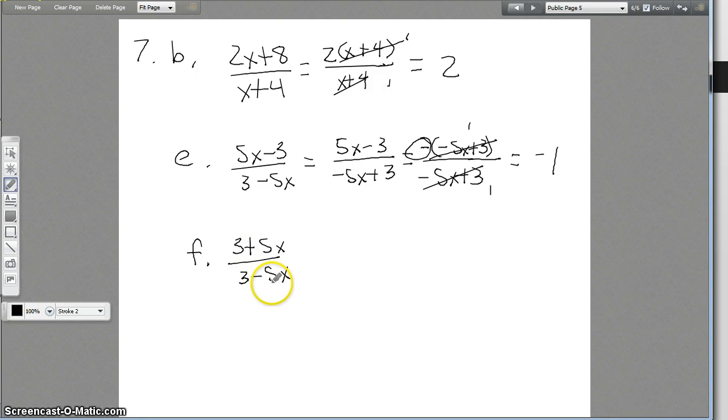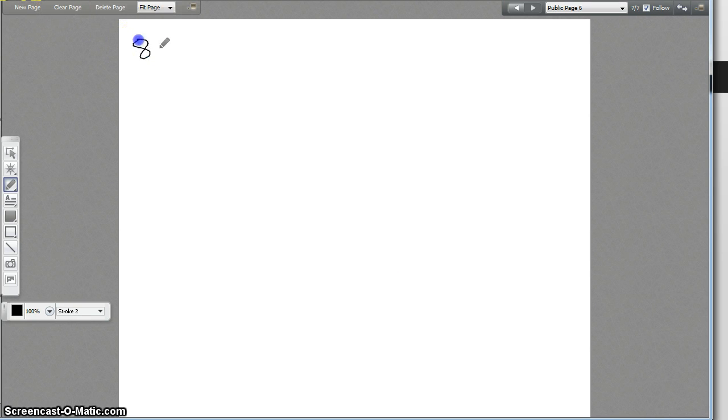Neither the numerator nor the denominator can be factored. So there's actually nothing else I can do. This one I can't do anything to at all. So I write not possible. It is not possible to write this fraction as an integer. So that was number 7, which is just like number 14. Let's look now at number 8.